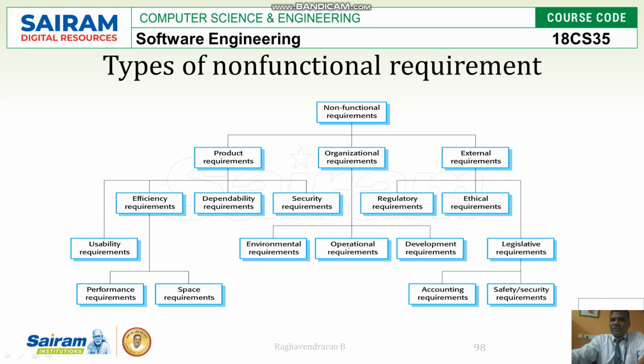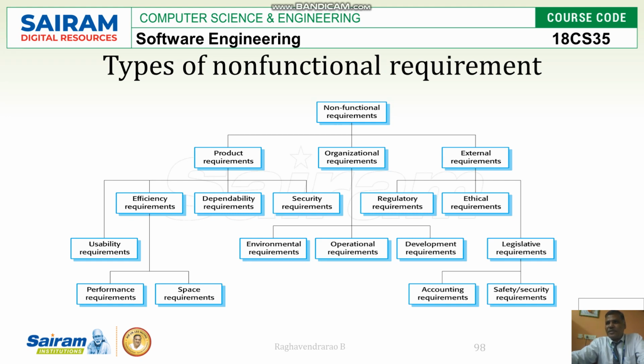In the organizational requirements, we have environmental requirements, operational requirements, and development requirements. Here, environmental requirements cover where the project is going to be installed and where it is going to be operated, then how it is developed, and development requirements are given. Those things are considered in the organizational requirements.